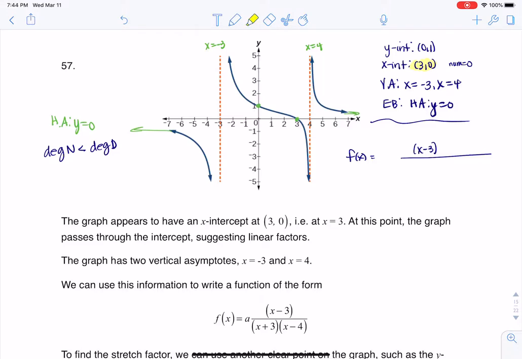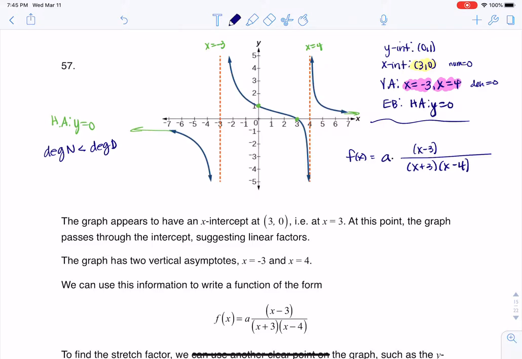And then on the flip of that, if I think about the vertical asymptotes at x equaling negative 3 and x equaling 4, vertical asymptotes occur when your denominator only zeros out. So I know I'm going to have an x plus 3 down here and an x minus 4. Now, holes would occur if both your numerator and denominator zeroed out at the same time, but we don't have that. Now, I can't forget that I have a stretch factor, that stretch factor of a.